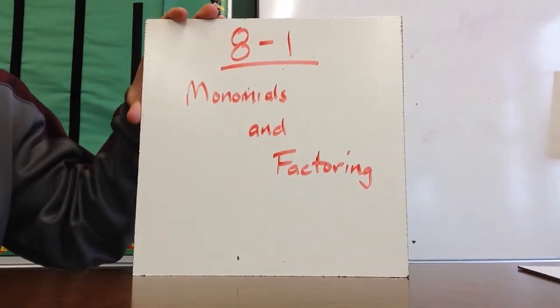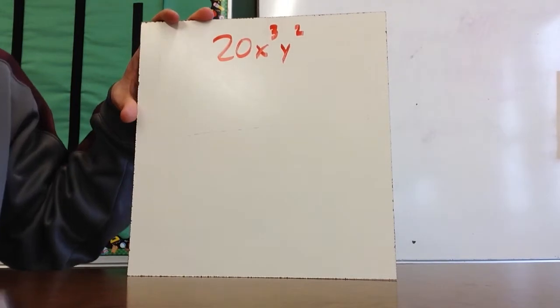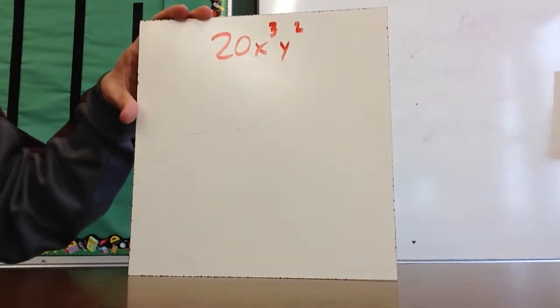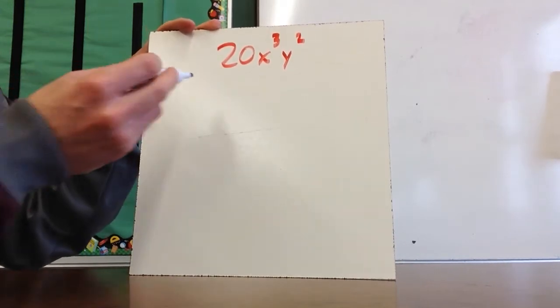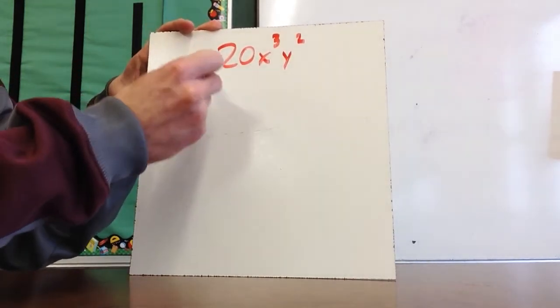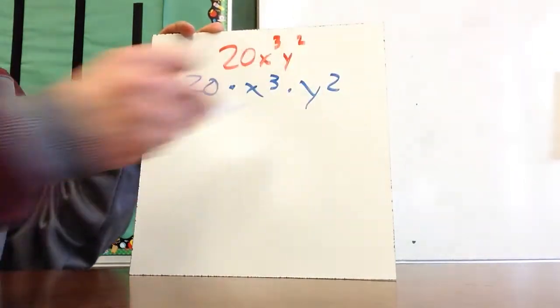Today's video will discuss Chapter 8.1, Monomials and Factoring. So I'm going to start with a monomial, and what we are going to do is find the prime factorization of this monomial. And you may remember this as a factor tree. And so the idea is that this is the same as 20 times x to the third times y squared.